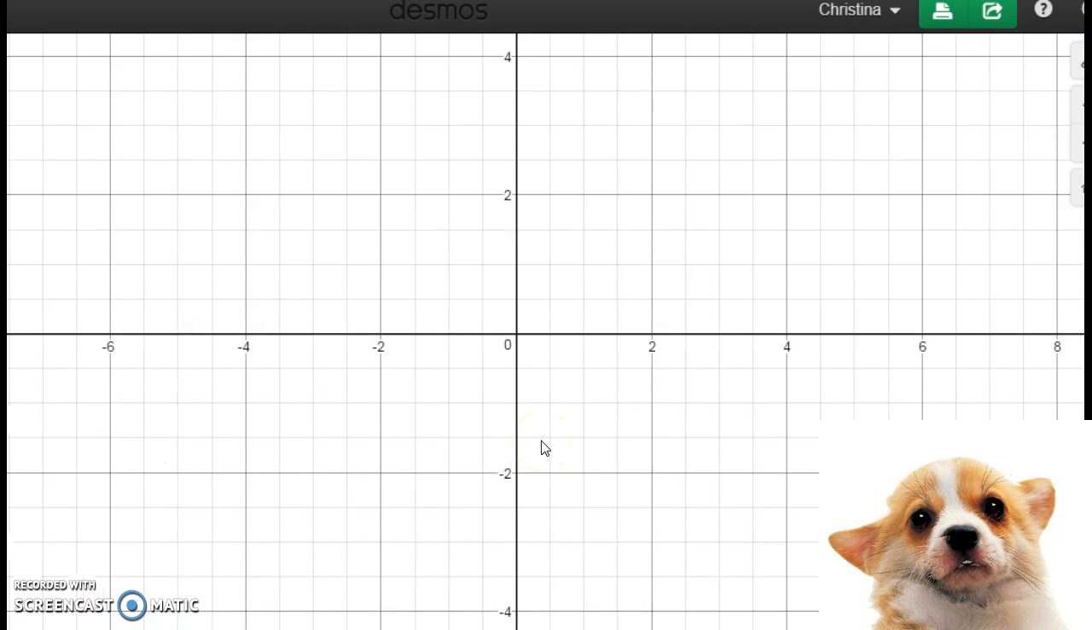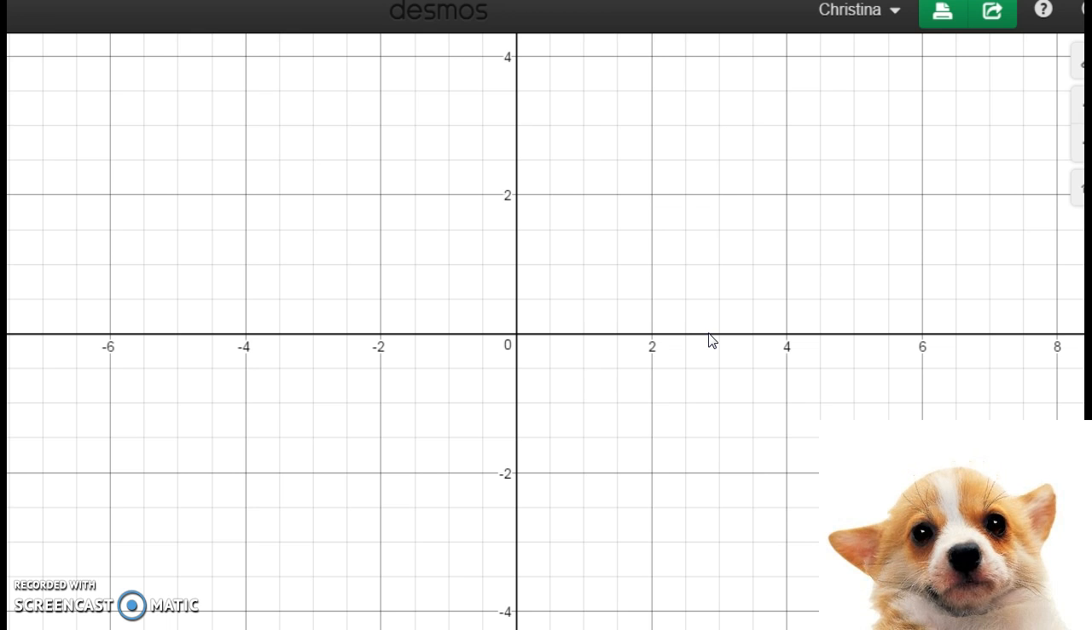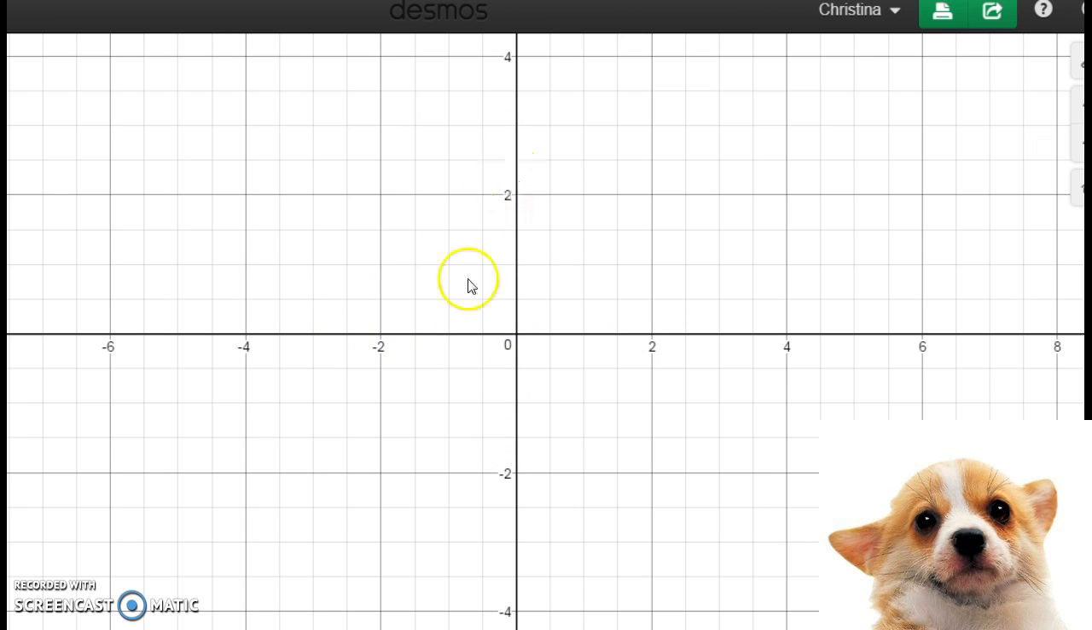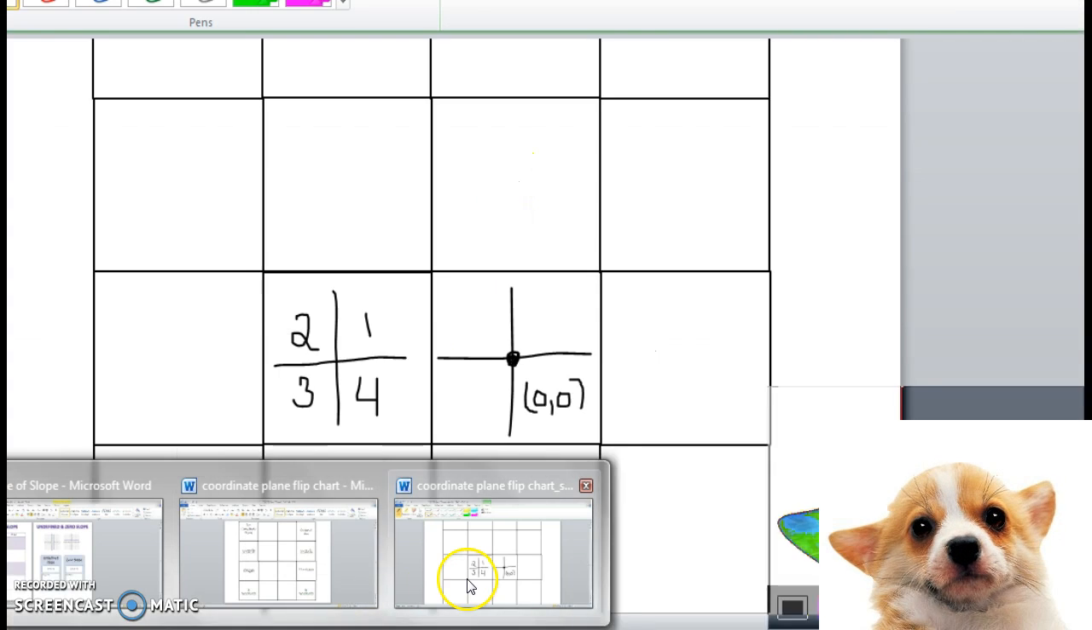The next thing I want to talk about are the axes. This is going to be important when we start to graph points on the coordinate plane. So this line here is a horizontal line. This is what we call your x-axis. The line going up and down, vertical, is your y-axis. So the horizontal line is x, the y-axis is the vertical line.